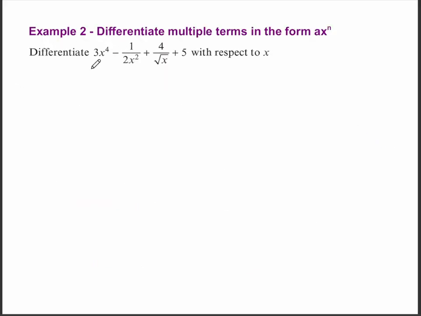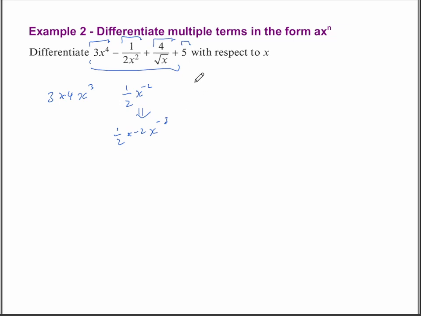Next, we're told to differentiate this expression right here with respect to x. So what we'll do here is just differentiate each term. Then obviously, according to the sign, we will show it in that way. So 3x power 4, we just take the 4 to the front, so 3 times 4, x power 4 minus 1, which is 3. Then 1 over 2x squared, which is just 1 over 2 times x power negative 2. And differentiating this will give us 1 over 2 times negative 2 x power negative 3, negative 2 minus 1.